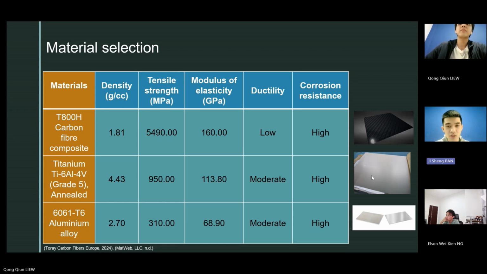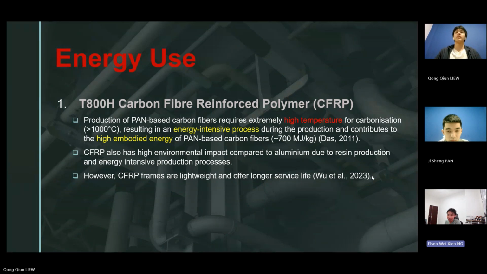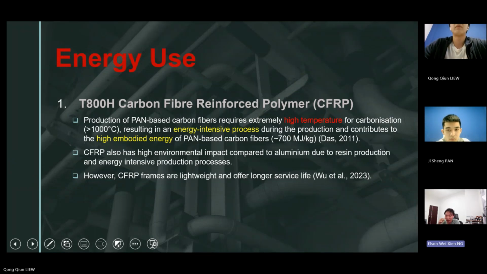Then Elson will continue the presentation. All right, thank you, Jisheng. And now I'll be talking about the long-term sustainability and socioeconomic considerations of the three materials that we evaluated. That is T800H carbon fiber, CFRP, and aluminum, and titanium.